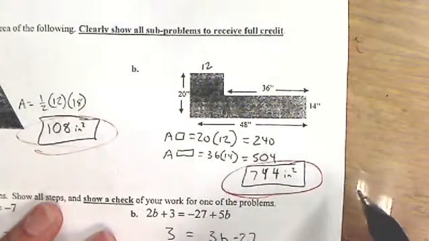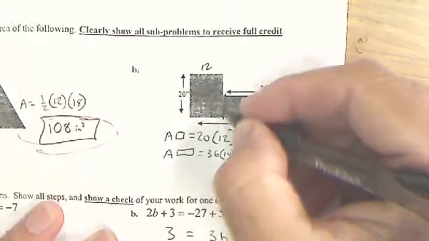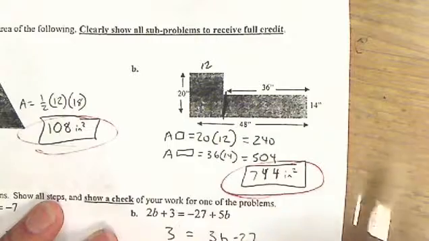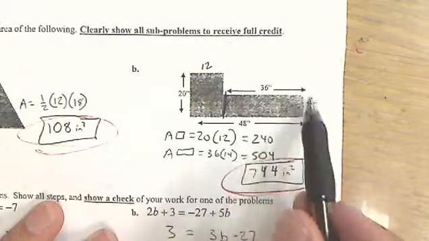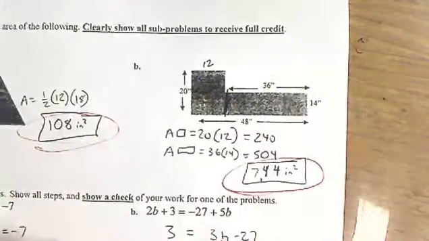This one I broke up into a 20 by 12. I drew a line right here. You could have drawn a line across there. It doesn't matter. So I have a 20 by 12 and a 36 by 14. Add those two together. That's how I got the 744.